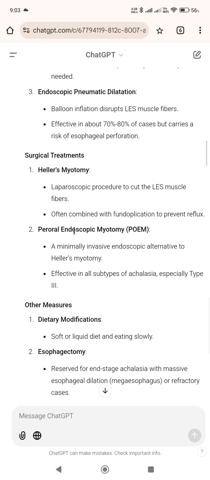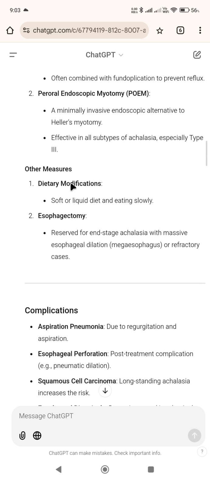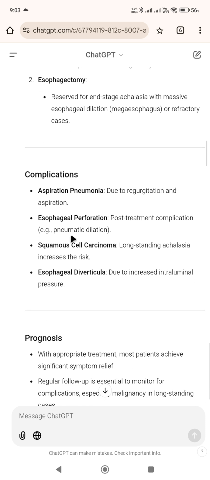Surgical treatments. 1. Heller's myotomy, laparoscopic procedure to cut the LES muscle fibers, often combined with fundoplication to prevent reflux. 2. Peroral endoscopic myotomy, a minimally invasive endoscopic alternative to Heller's myotomy, effective in all subtypes of achalasia, especially type 3. Other measures. 1. Dietary modifications, soft or liquid diet and eating slowly. 2. Esophagectomy, reserved for end-stage achalasia with massive esophageal dilation, megaesophagus, or refractory cases.